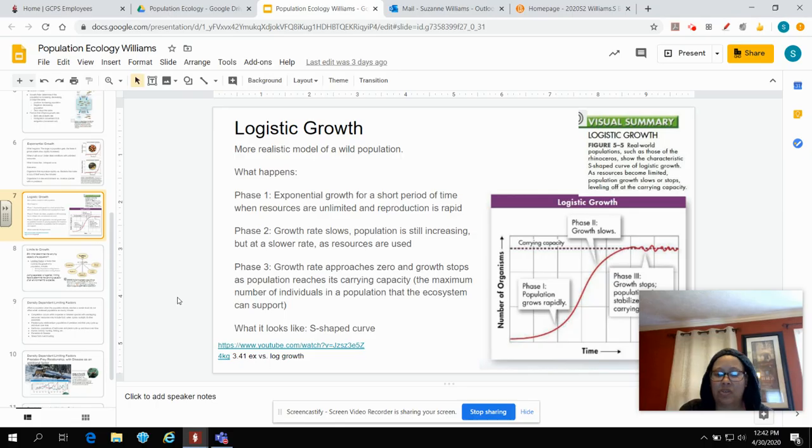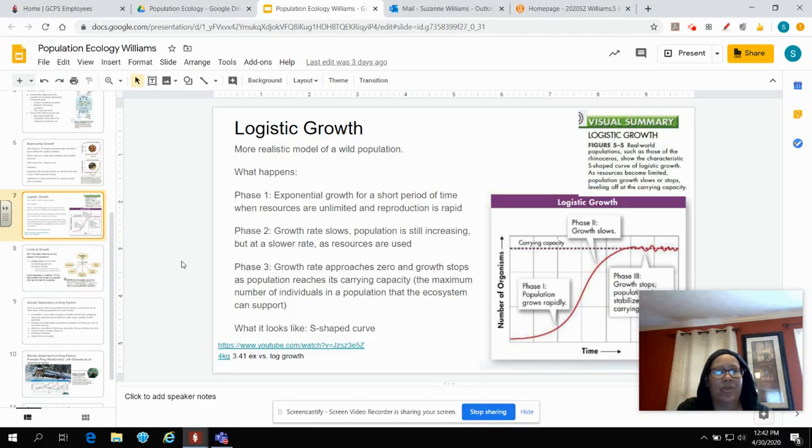So picture a very small population, and there aren't predators, and there are unlimited resources. And so you've got a small population that can grow really quickly because there's plenty of food and shelter and water and all the things that you need to do that. Phase two, notice that the curve starts to flatten. When it starts to flatten out here, this is happening because the growth is slower, still increasing, but it's slowing down because resources are being used up.